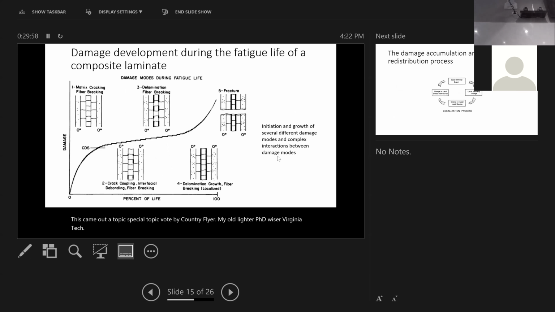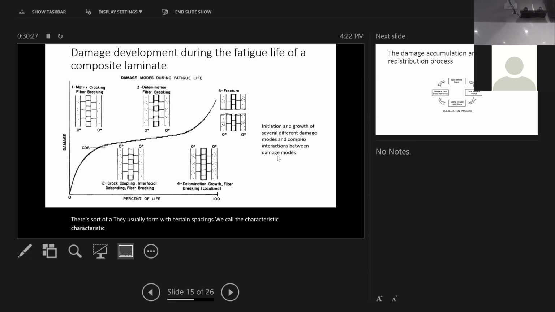So he basically described this pictorial. This shows the damage process. The first damage that occurs when you put it under fatigue loading is matrix cracking. You start having more and more matrix cracking. They're more or less independent. They usually form with certain spacings. We call it characteristic spacing.